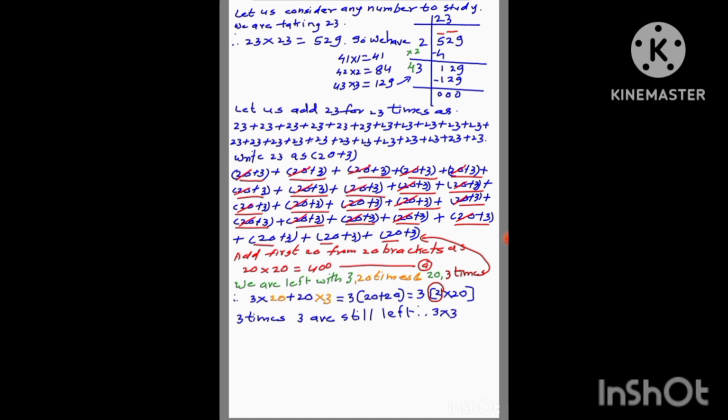Now 3 are still left, 3 plus 3 plus 3. So we are taking 3 into 3, but we are not writing 9. We are not solving it, we are just adding it. A and B, we will add these two quantities: 3 into 2 into 20 plus 3 into 3. Taking 3 common, we get 2 into 20, which is 40, plus 3. That means 3 into 43. See how it is connected.